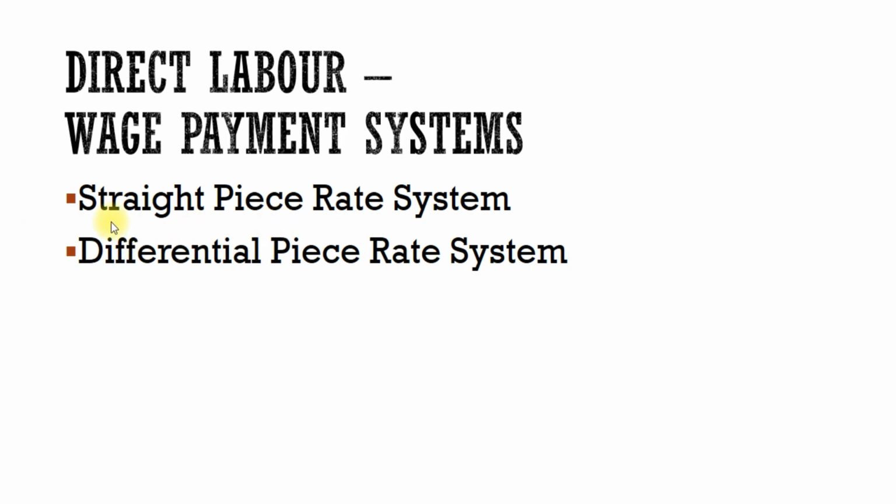The next wage payment system is the differential piece rate system. Now, what is that? The differential piece rate system from Taylor, on the other hand, distinguishes an efficient worker from an inefficient one. It was the opinion of Taylor that an inefficient worker should be made to leave by paying him low wages, and an efficient worker retained in the organization by paying a higher wage. So that covers the straight piece rate system and the differential piece rate system in wage payment systems.